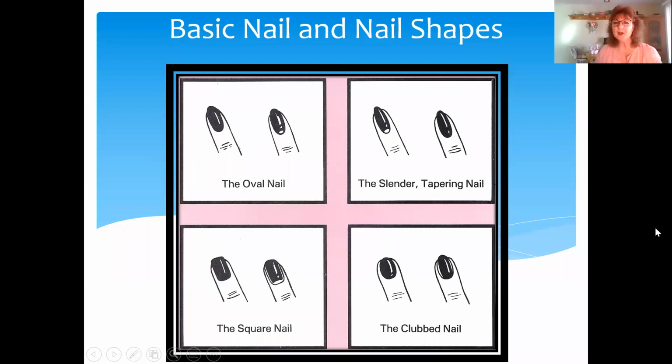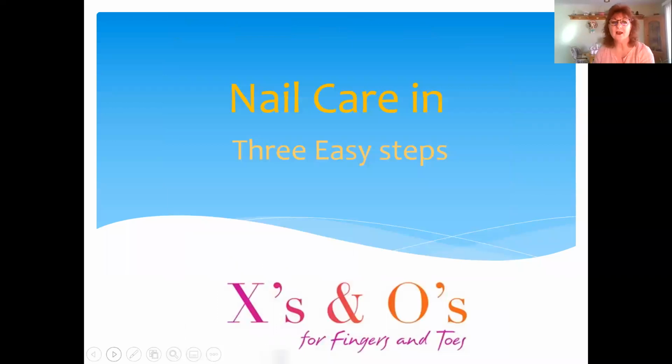Okay, so when you go to design your nails, this is one thing you want to think about. And I think most of us have our ideas of what we think is attractive. So to the left, you've got the oval nail. Then you've got the slender and tapered nail. You've got the square nail that was very, very popular a couple of years ago. And then you've got the club nail. So those are different basic shapes that you can shape your nail into.